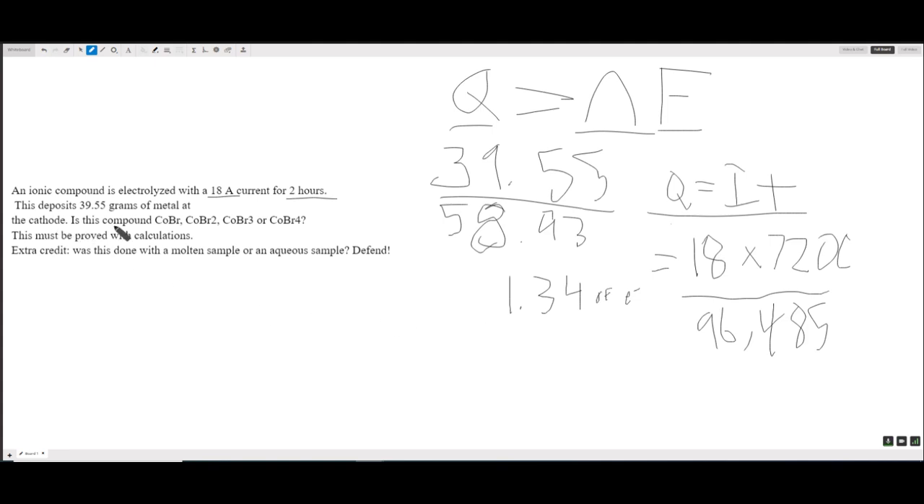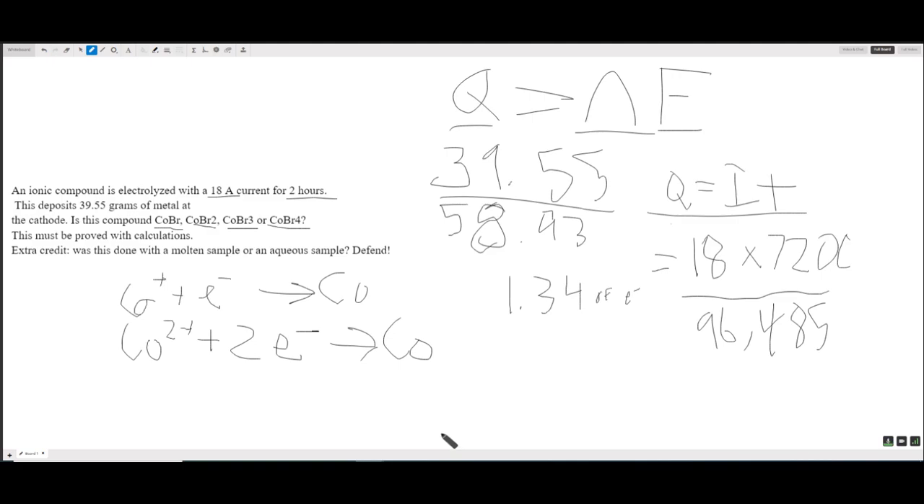Now, this is moles of electrons, so I'm going to write moles of e minus. Now we know that we still have to find out which one of these compounds is it. So what we can do is we can write out their half reactions. Co plus, and then e minus equals Co. I'm sorry if you don't like my writing. I'm writing with a mouse, and this is the best I can do. Co2+ plus 2e minus equals Co, and so on and so forth. But I'm not going to write them all out.